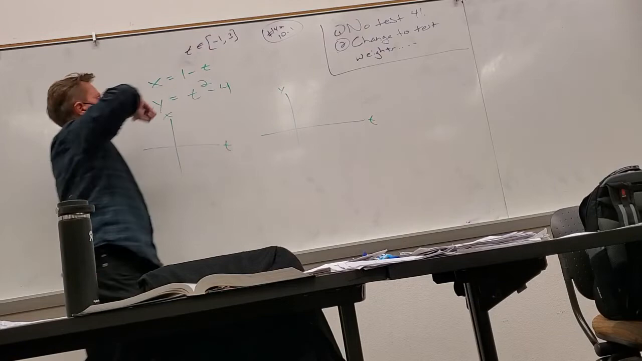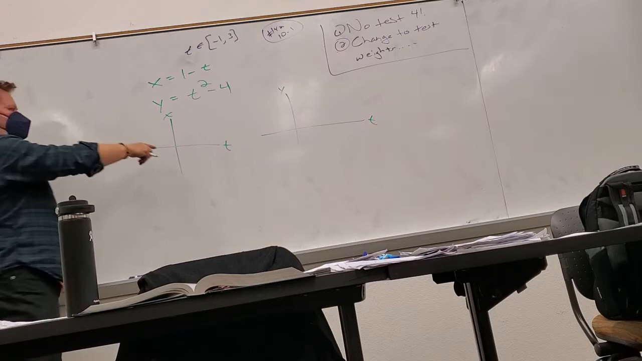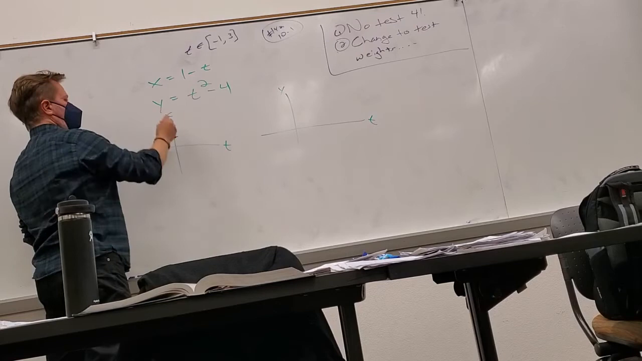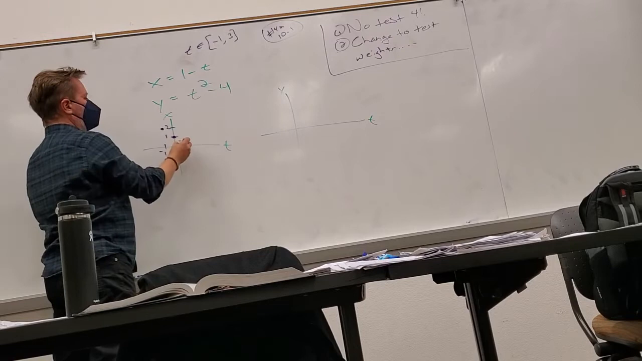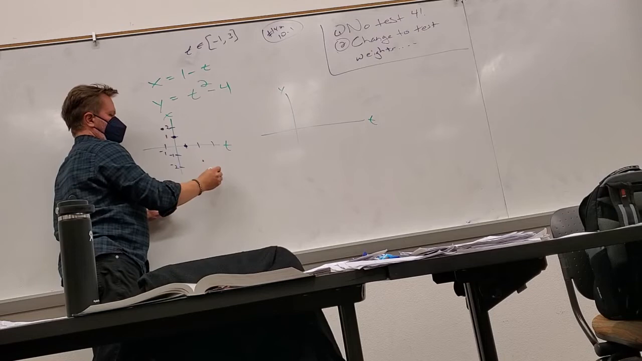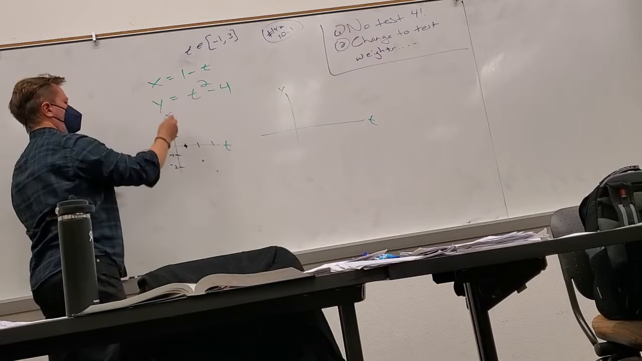So this is kind of like the domain of t. So what does this look like? When t is 0, x is 1. When t is negative 1, x is 2. When t is 1, x is 0. And when t is 2, x is negative 1, and when t is 3, x is negative 2. So it's just a line, right? It's not surprising that it has a negative 1 slope. We know that. So it's just a line. So that's what this looks like over its domain.